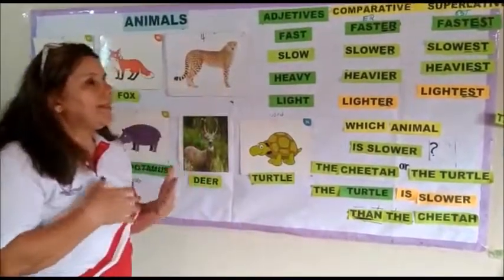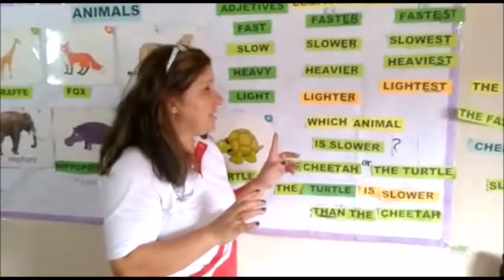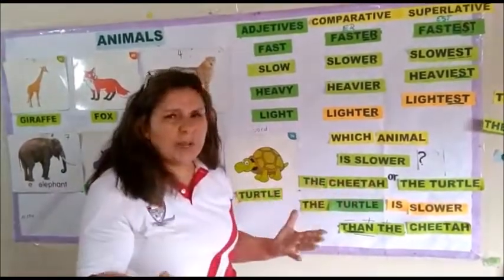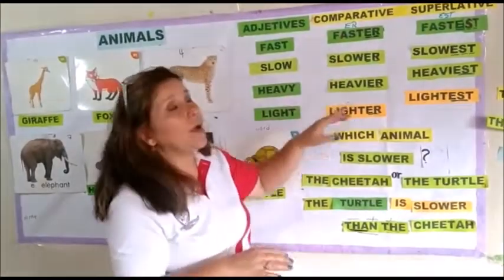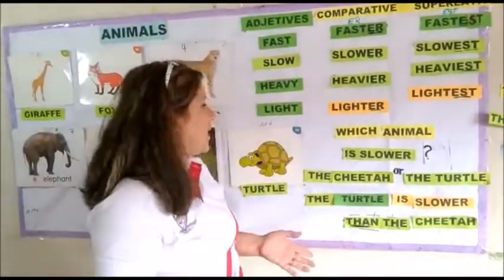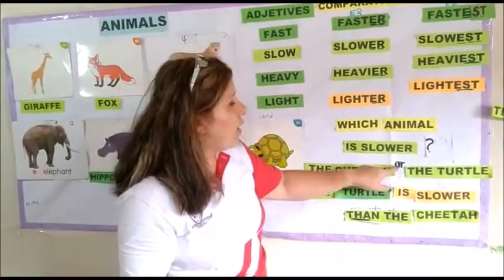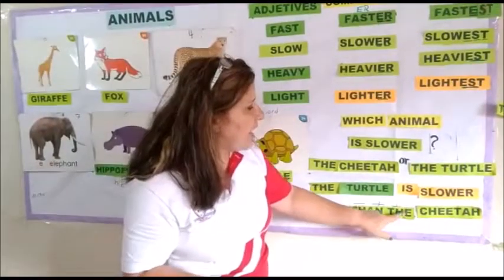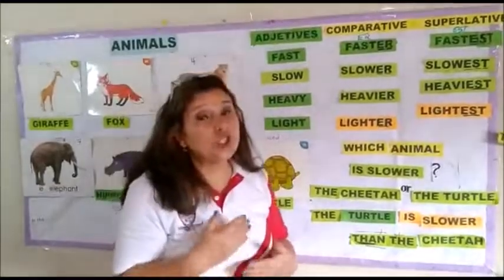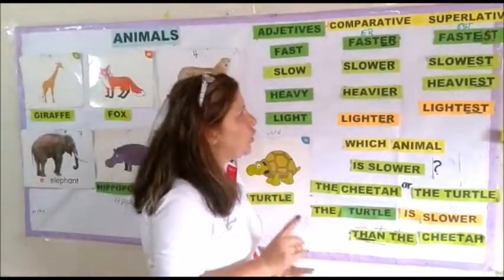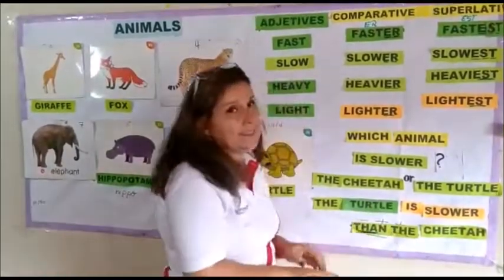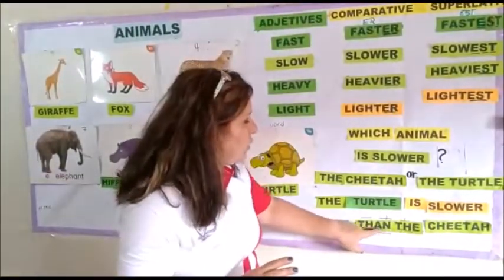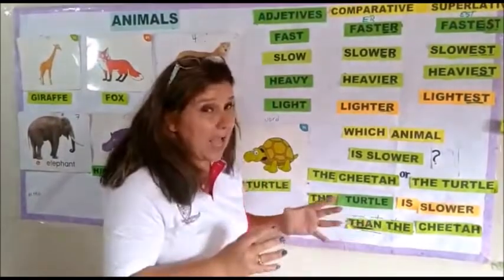Okay? Now, the general question for this unit is, which animal, for example, is slower? This is a comparative question, a comparative request. We give two choices, the cheetah or the turtle. Answer: The turtle is slower than the cheetah. Notice, always, when you are talking about a comparative sentence, you write "than" all the time. Don't forget that. This is the correct way to build a comparative statement. These words establish the comparison.